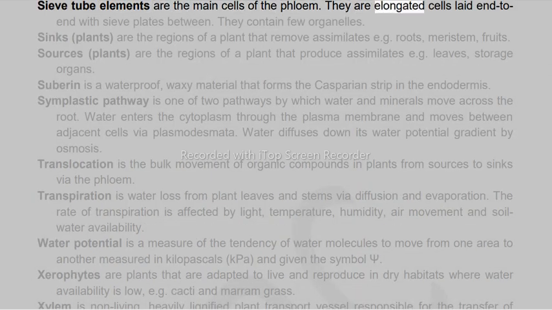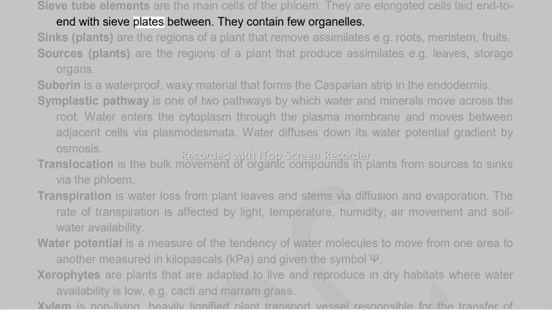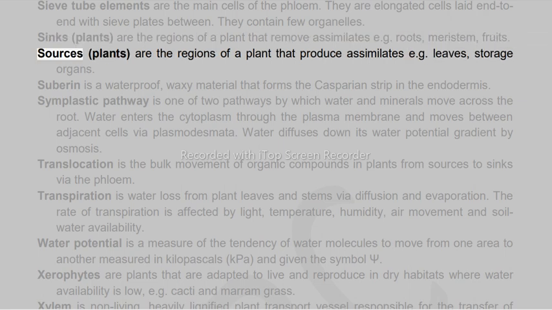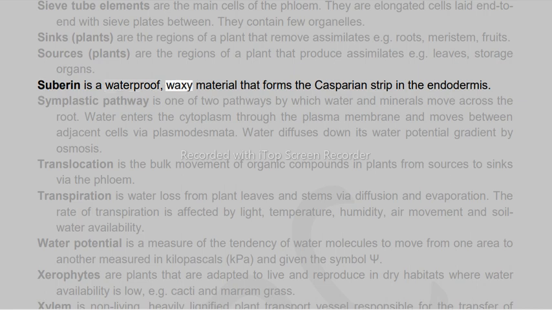They are elongated cells laid end-to-end with sieve plates between. They contain few organelles. Sinks, in plants, are the regions of a plant that remove assimilates, e.g. roots, meristems, fruits. Sources, in plants, are the regions of a plant that produce assimilates, e.g. leaves, storage organs. Suberin is a waterproof, waxy material that forms the Casparian strip in the endodermis.